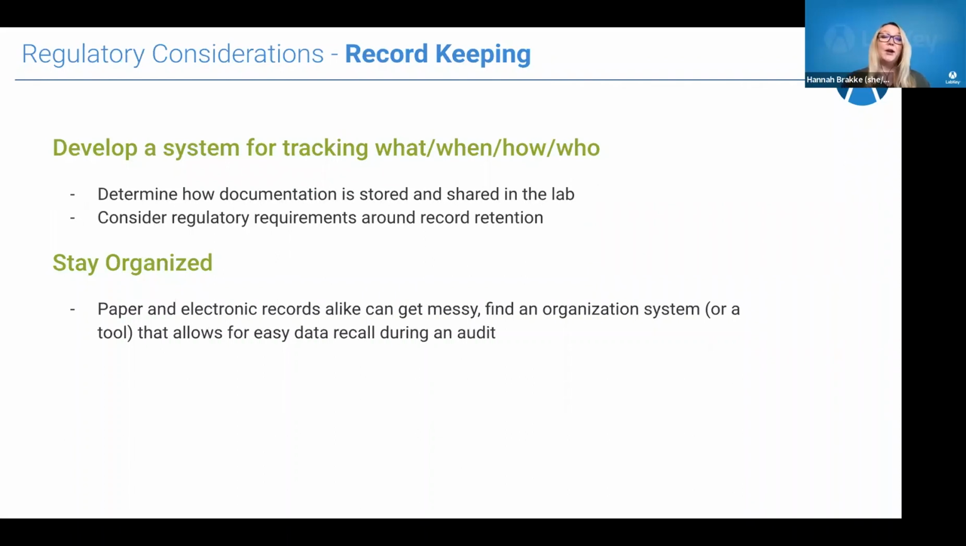So even, paper is an easy one to point to, but even electronic records can get very messy very quickly. And so if you establish an organization system or have a tool for this early on, it's going to allow for easier data recall during an audit.